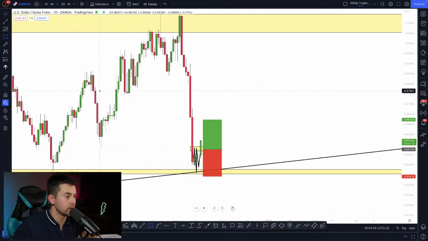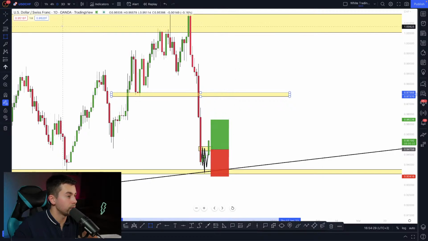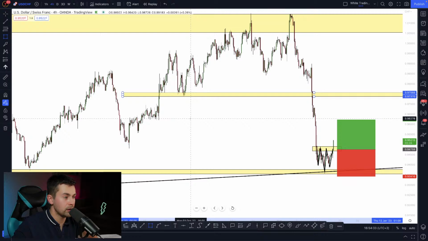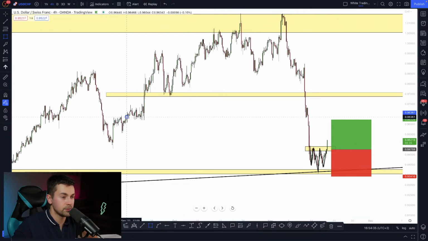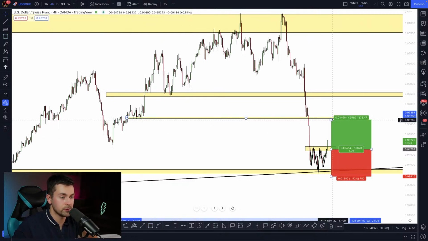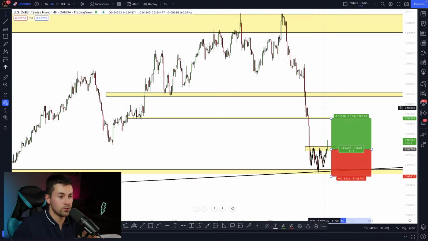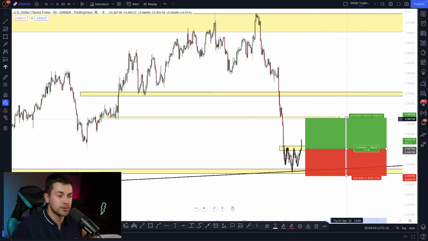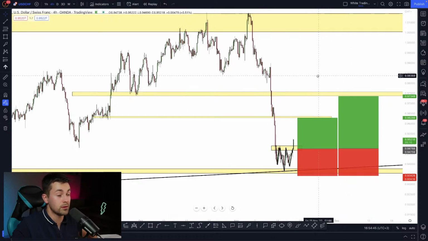Let's briefly check the daily. On the daily, we have strong structure right here on a 4-hour. Let me think. I guess we have some structure here as well. So here would be your first target for this trade, and then you can expect a bullish continuation to that resistance.